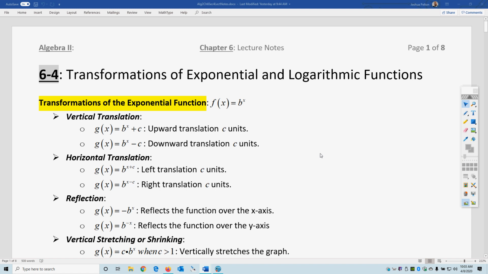Professor Pelton. This is Algebra 2, Chapter 6, Section 4. We're doing transformations of exponential and logarithmic functions. The exponential comes first, logarithmic comes second in this section of the chapter.